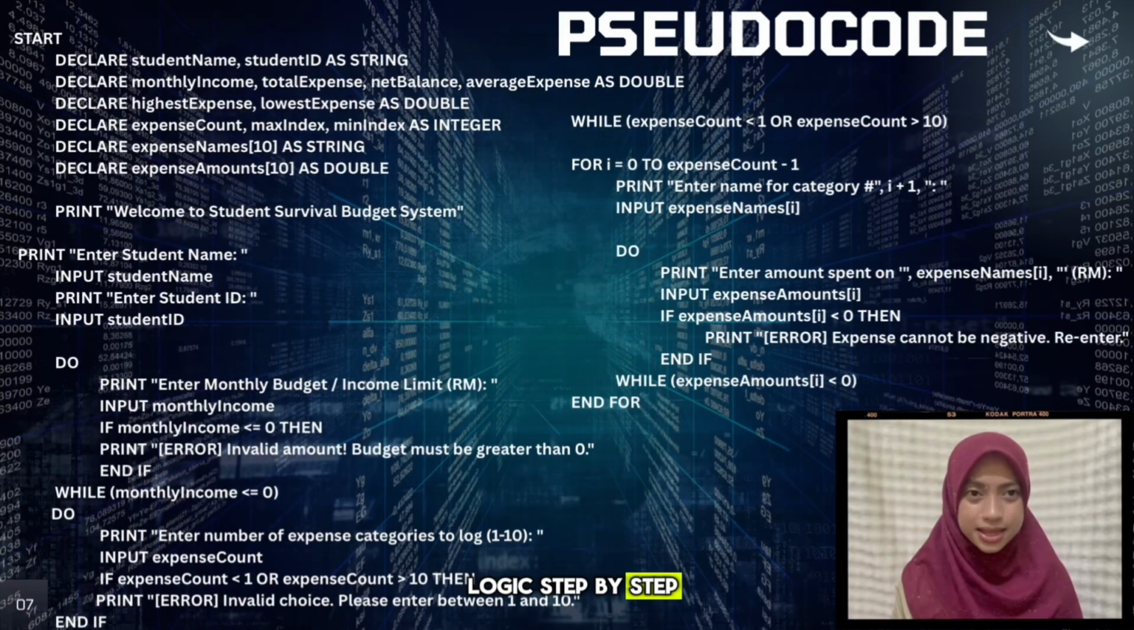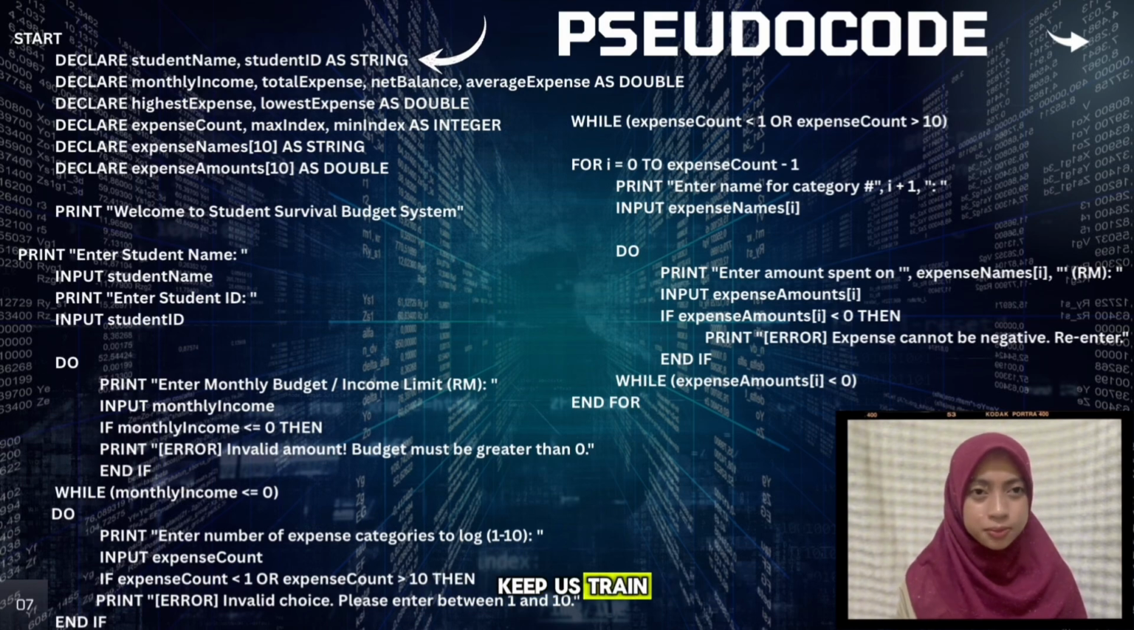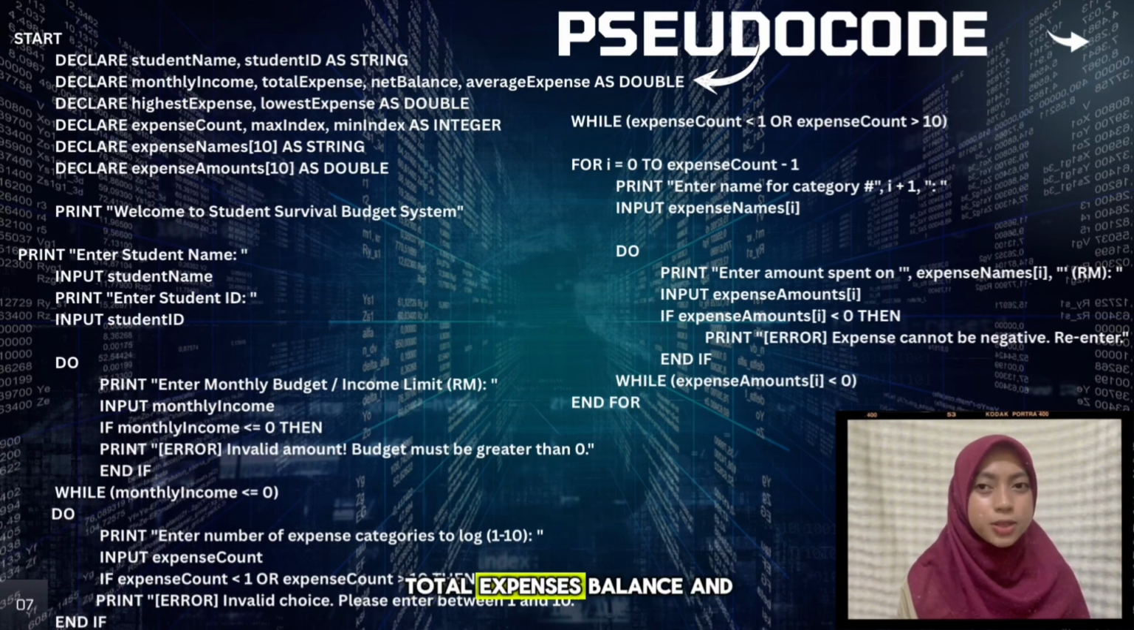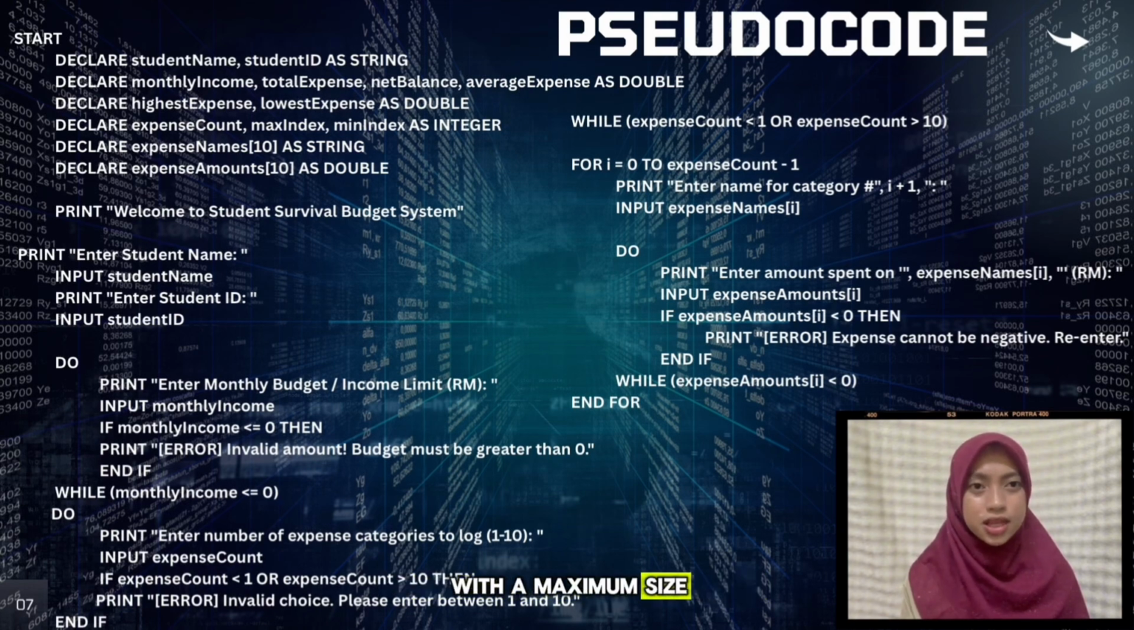Let's break down the logic step by step. We begin our pseudocode at the start block with our variable declaration. To keep data organized and accurate, we use specific data types. The student identifiers are kept as strings. Financial data like the monthly income, total expenses, balance, and average are declared as double to handle decimal currency values accurately. To track multiple items efficiently, we initialize two parallel arrays with a maximum size of 10 elements: expense names to hold text descriptions and expense amounts to hold the respective costs. Finally, we use integers like max index and min index to act as pointers for our analytical phase later on.